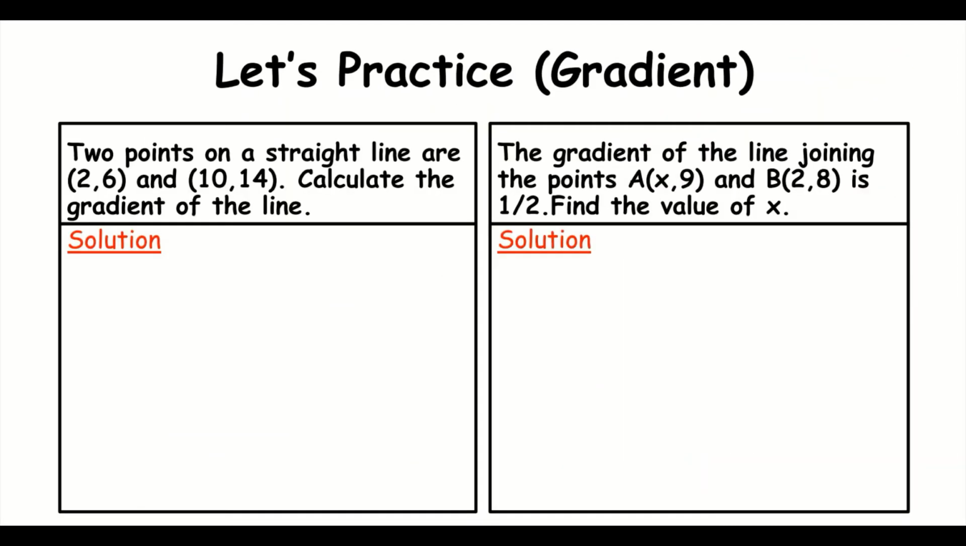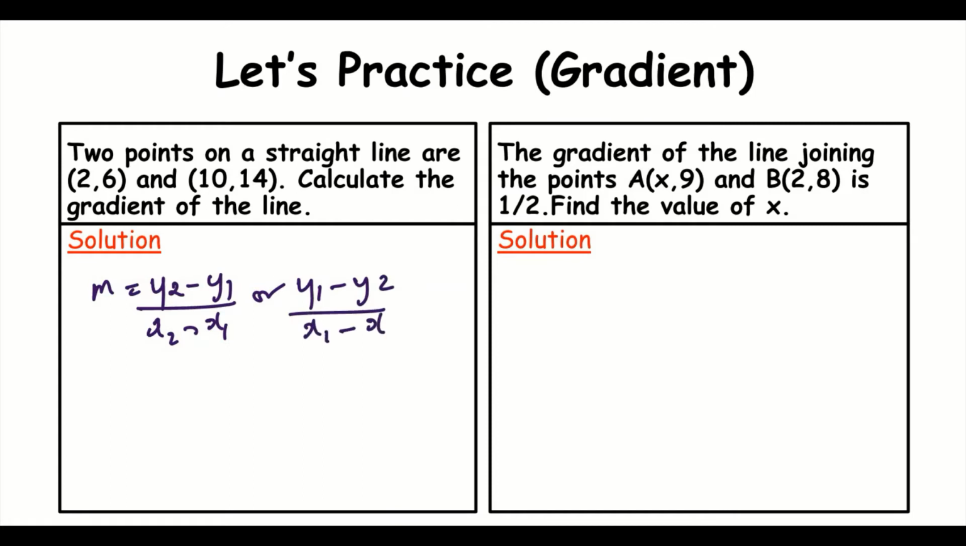Now let's practice the concept of gradient with these two questions. Two points on a straight line are (2, 6) and (10, 14). Calculate the gradient of the line. So we know that the gradient formula is m is equal to y2 minus y1 over x2 minus x1. Or we could stick to y1 minus y2 over x1 minus x2. It doesn't matter which formula you use, it's still going to be the same answer.